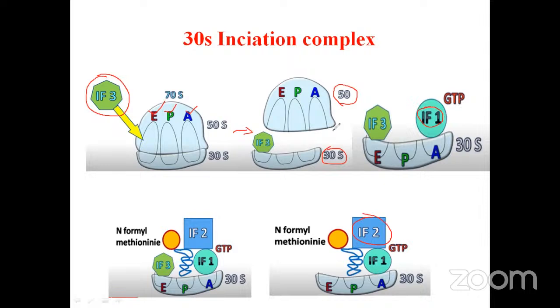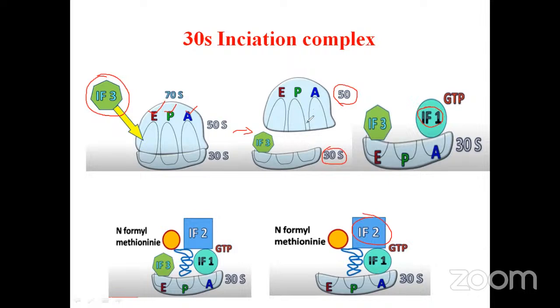What is EPA, sir? P is for the peptidyl site, A for the aminoacyl site, E for the exit site. We will discuss each and every one later.